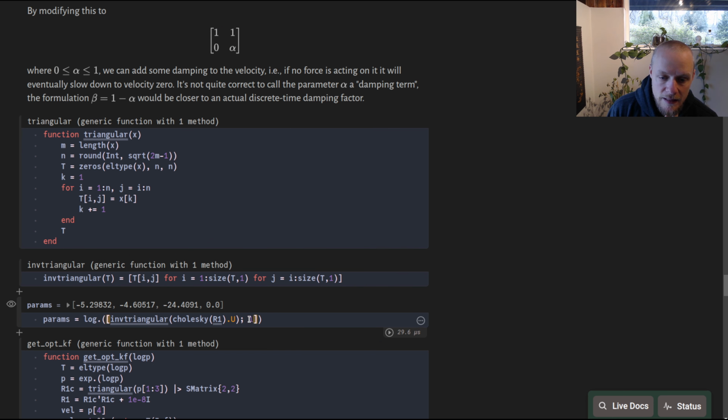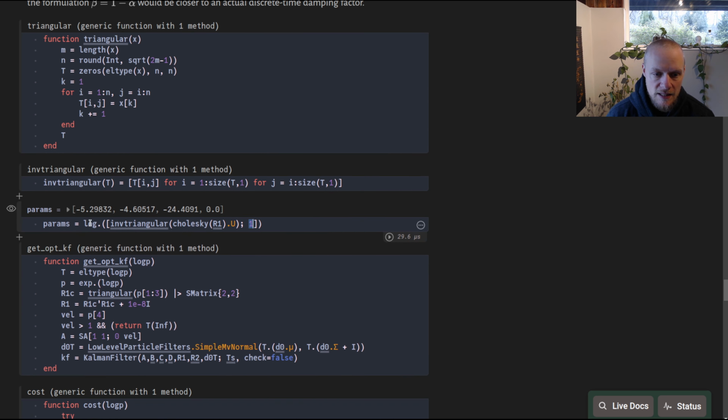And since this has to be positive, and it should also ideally be less than 1, I would have to enforce that the optimizer doesn't pick negative values. And one way of doing that is to optimize the log of the parameters instead. Because then the optimizer can pick any value, and then I compute the exponential of that value, and I get a positive number. So that's a neat trick to ensure that you always have positive values. So my initial guess is the logarithm of this vector, where I have the triangular entries of the Cholesky factor and this 1 corresponding to the damping term there.